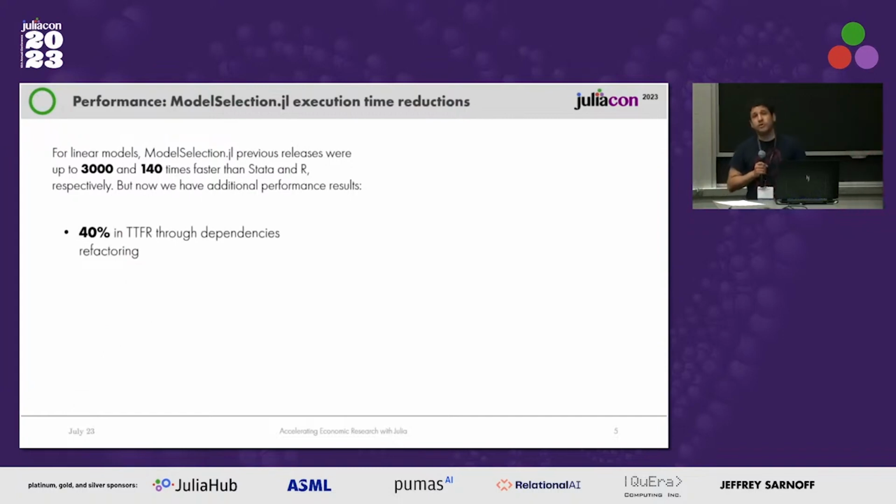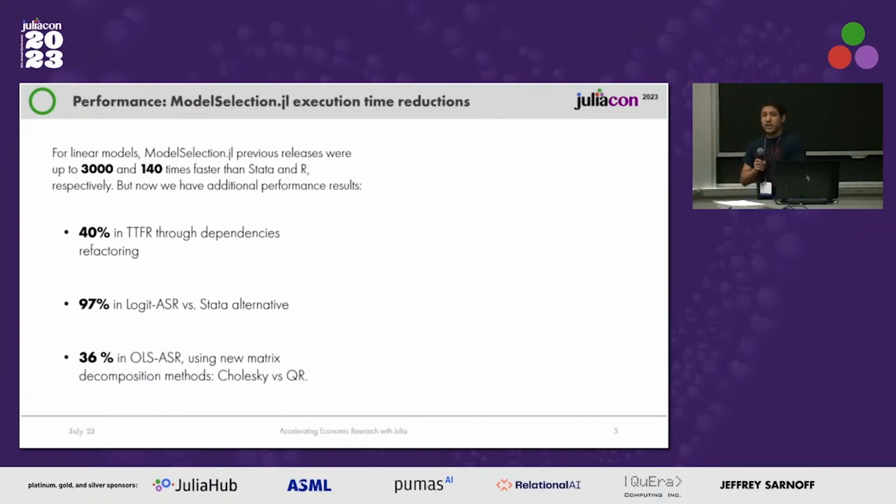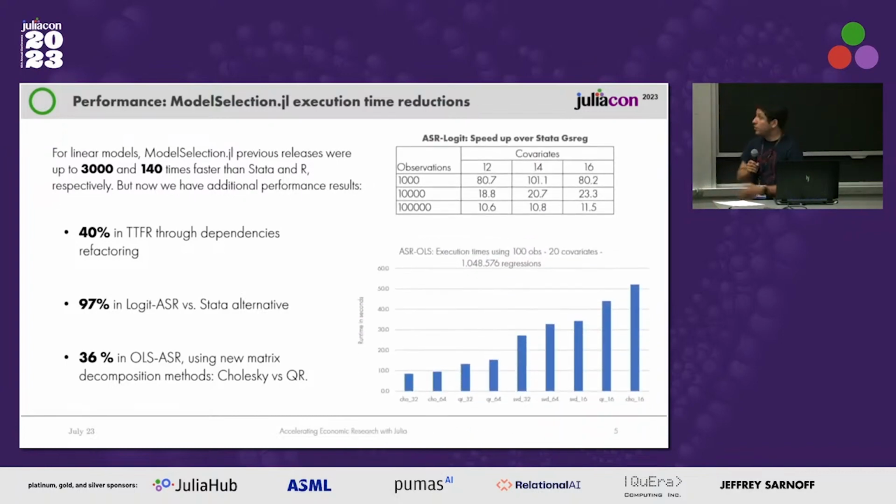First, we reduce our package dependencies, and that reduces the installation but also the compilation time by 40%. Also, we implement a logit estimator that is 95% faster than Stata. And lastly, we implement a new OLS method based on new matrix decompositions, Cholesky and QR, that increased the performance by 36%. At the right, we have a brief chart comparing our solution and Stata. As you can see, the worst case scenario is that we are 10 times faster than Stata.